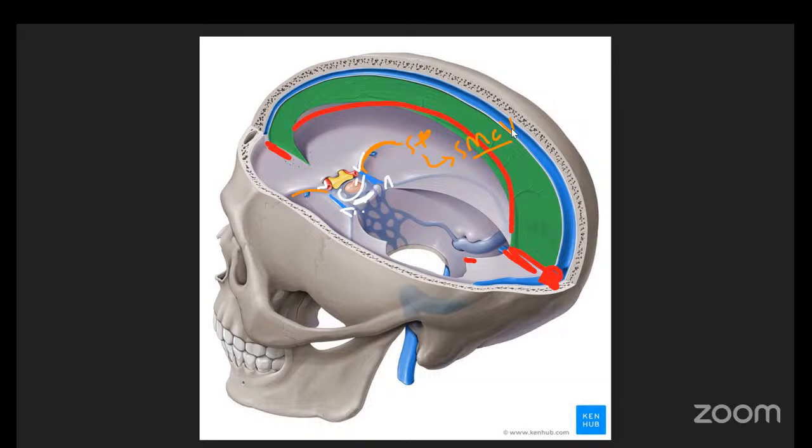I am going to highlight a sinus, which is this one. Petrosal sinus, the superior petrosal sinus. There are two pairs, right? We have the superior petrosal sinus and then we have the inferior petrosal sinus. This is the superior petrosal sinus. Which one is this? Easy to say. It's the other pair. Inferior petrosal sinus. That's right.